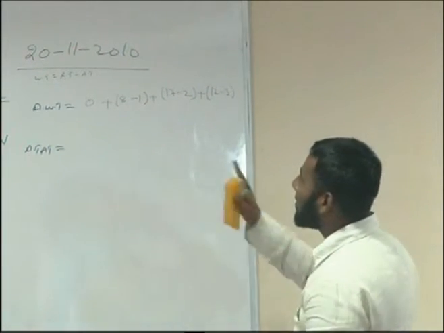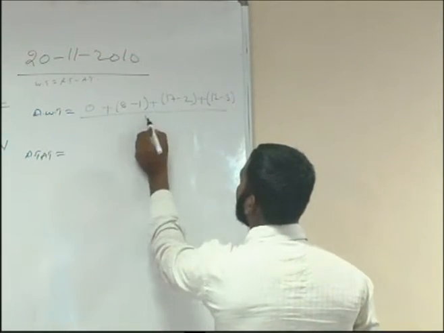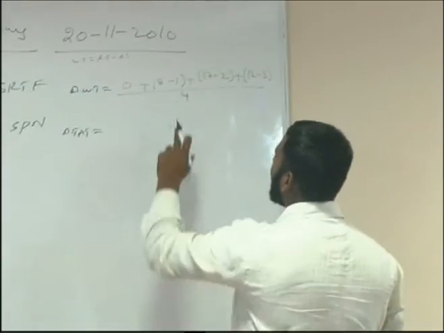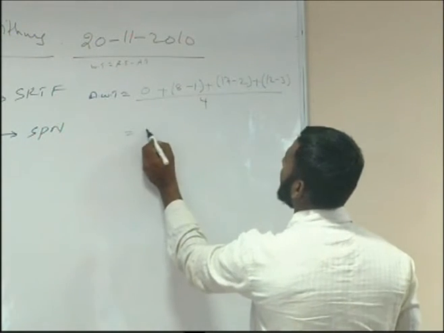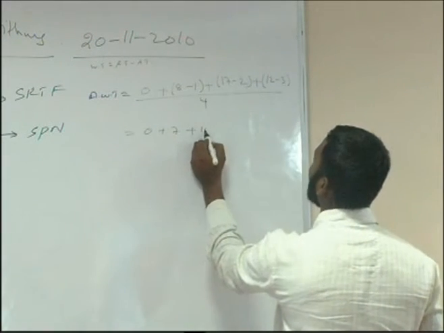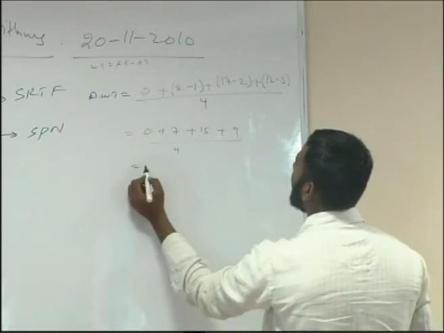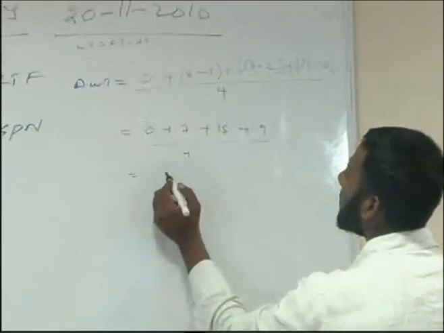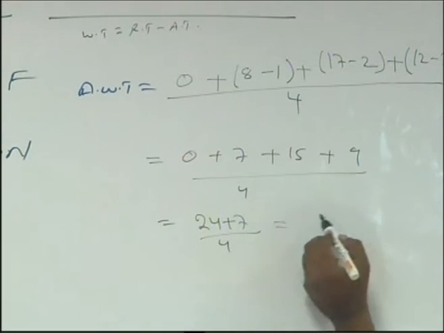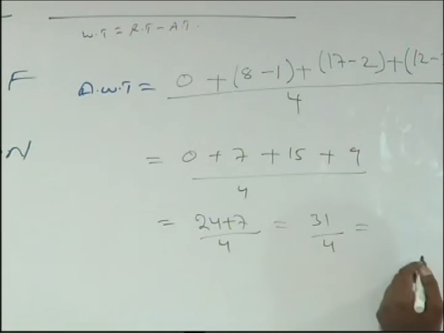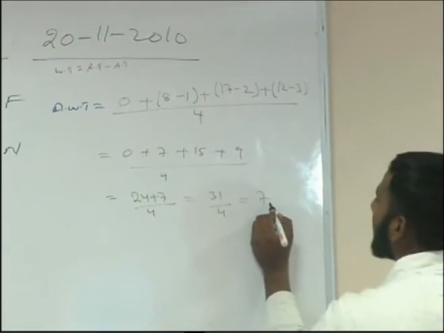Okay. Now this is the average waiting time. To simplify, 1, 2, 3, 4 processes. Okay. So is equivalent to 0 plus 7 plus 15 plus 9 by 4, 24 plus 7, 24 plus 6, 31 by 4. So which is equivalent to 4 7s are 28, 3.